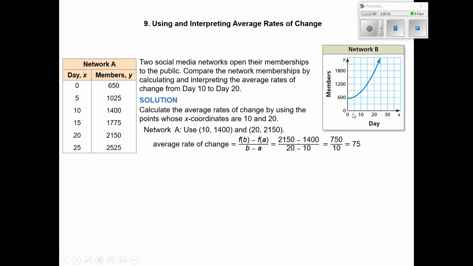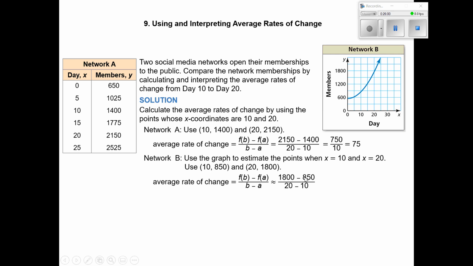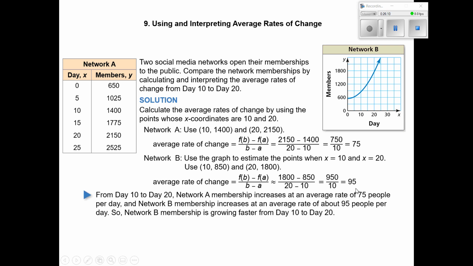Next, I'm going to look at this graph. Remember, we're going with day 10. That's not quite at 900. I'd say maybe about 850. And then day 20, that's going to be about, looks like 1,800. So I'm going to take 1,800 minus 850 and 20 minus 10. And that's going to give me 950 divided by 10, which is 95. That means the average rate of change for network B from day 10 to day 20 was 95.